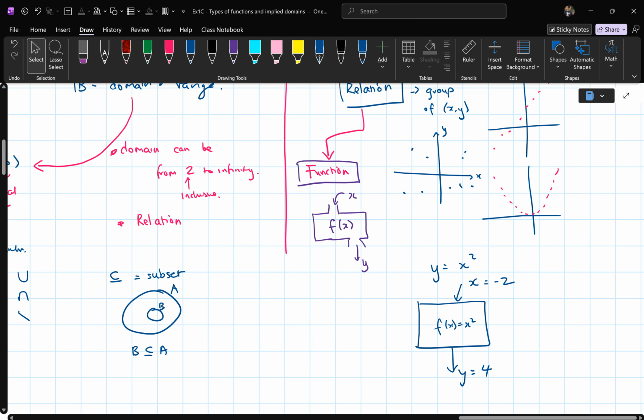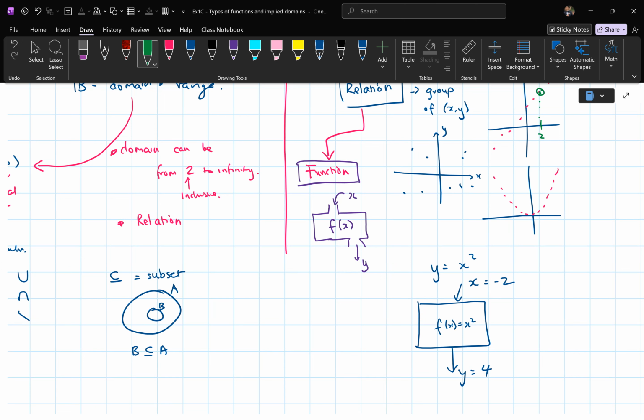That's why for these two, no matter which x values you choose, if I choose 2, you get 1 y coordinate. This one's the same. If I pick 2 or -2, you only get 1 y value coming out. That's why it's a function.